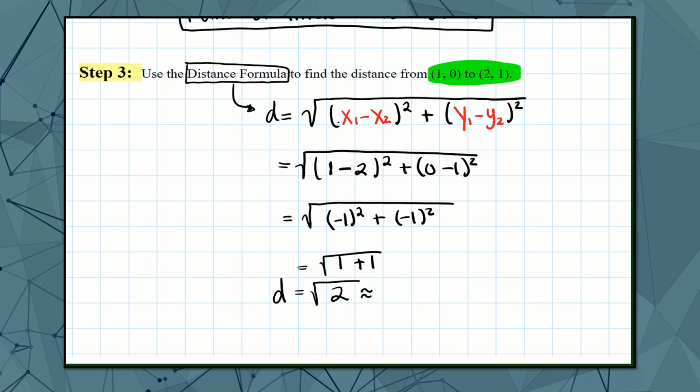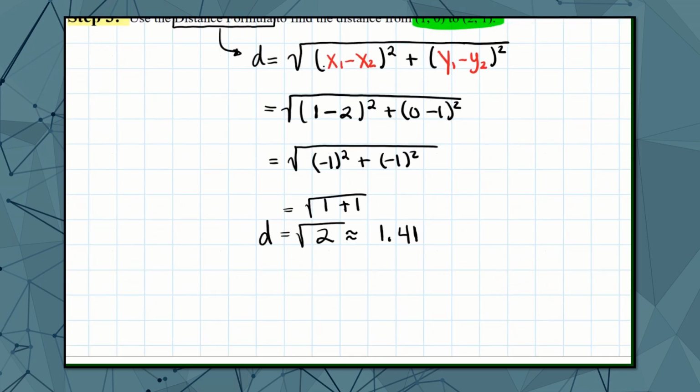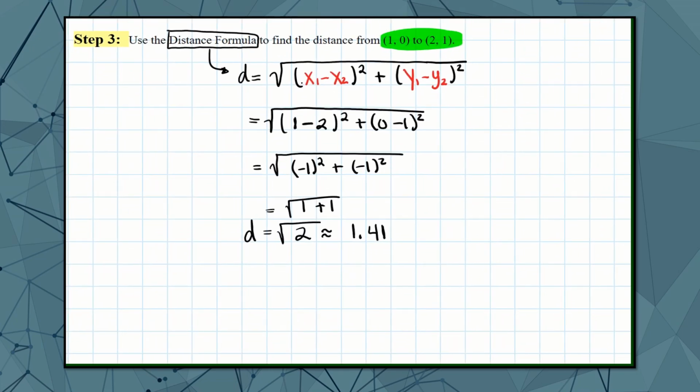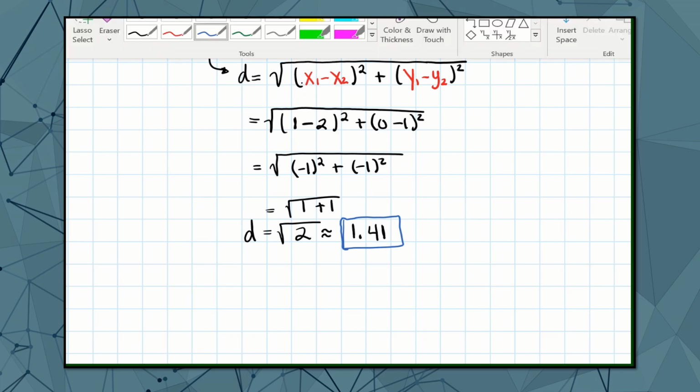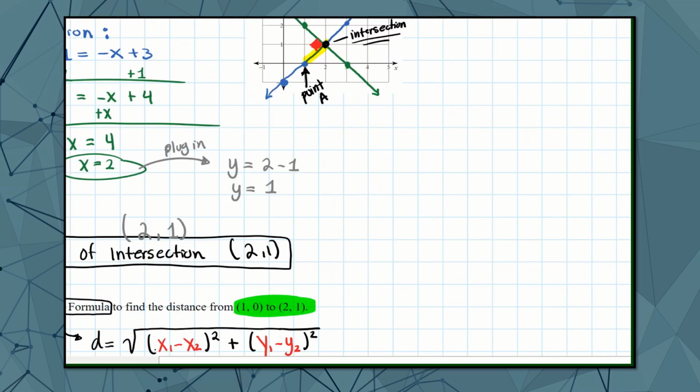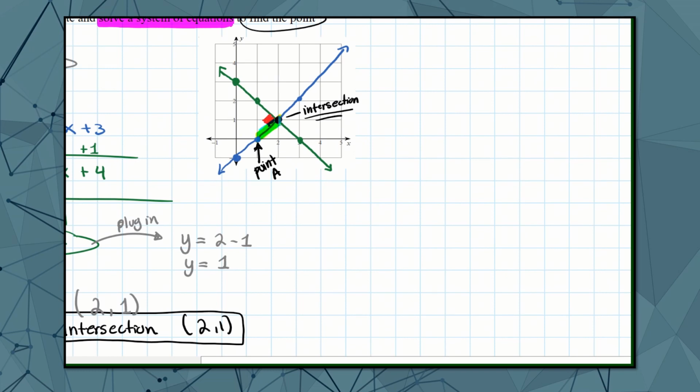So if I take the square root of 2, that would give me approximately, and I'm going to be rounding to the nearest hundredth, approximately 1.41. So the distance between those 2 points is 1.41. Remember, distance is always positive, so if for some reason you're getting the square root of a negative number, you're going to get an error because we are working with real numbers. So just go back and check your work.